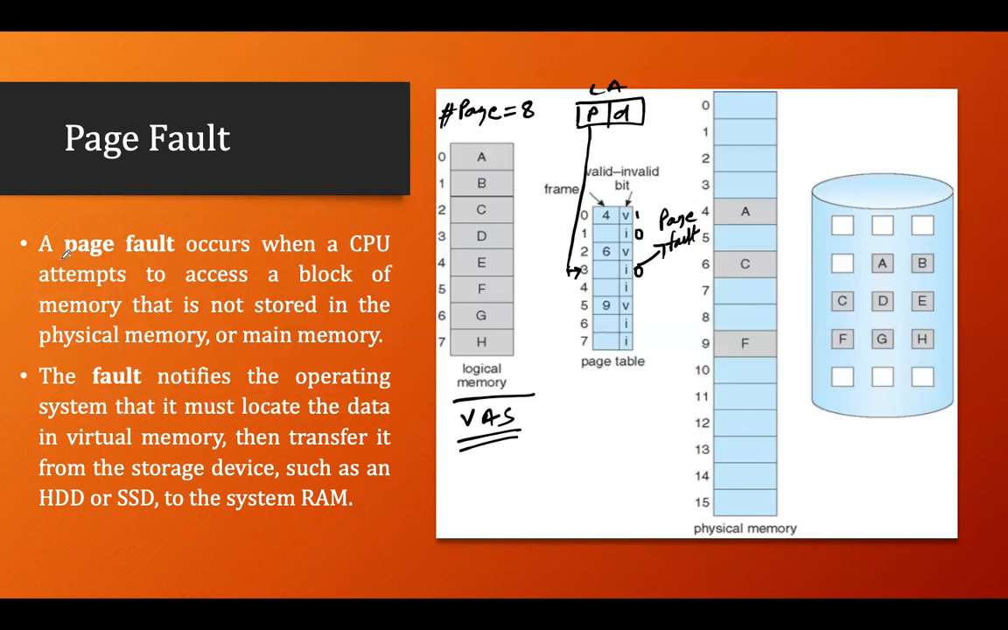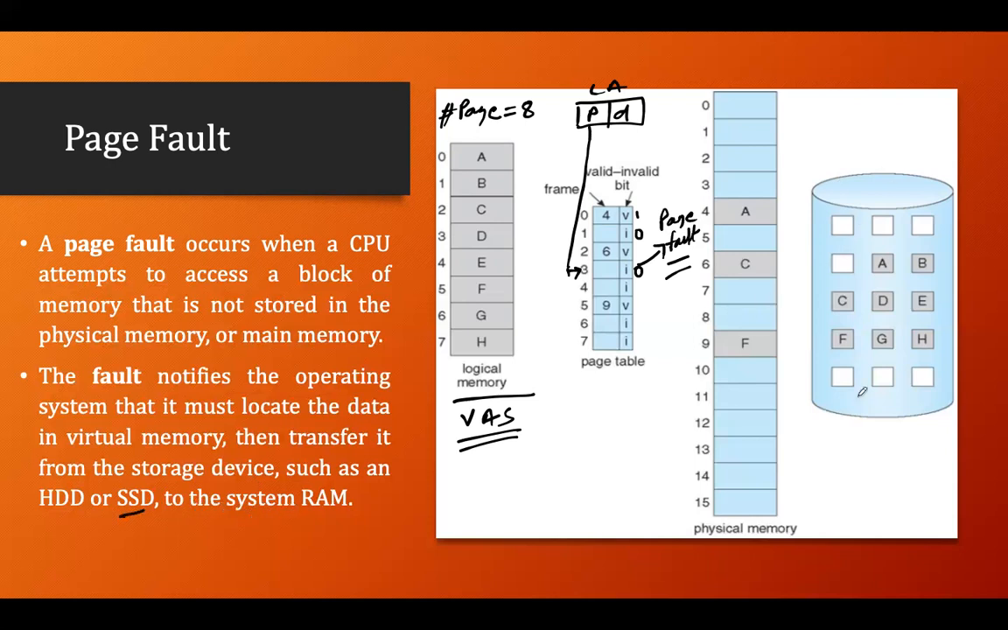So what is a page fault? A page fault occurs when a CPU attempts to access a block of memory which is not stored in the physical memory or the main memory. And when a page fault occurs, the fault notifies the operating system that it must locate the data in virtual memory, then transfer it from the storage device, such as a hard disk drive or secondary storage device, to the RAM.